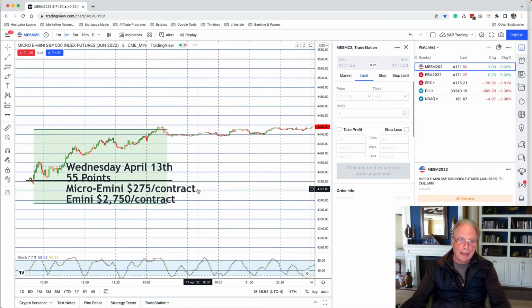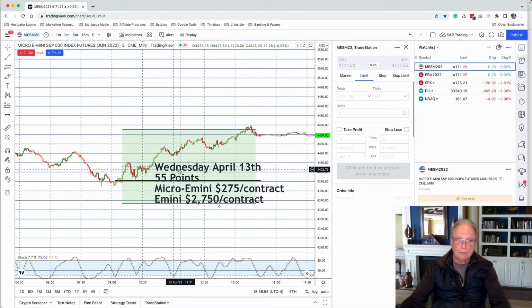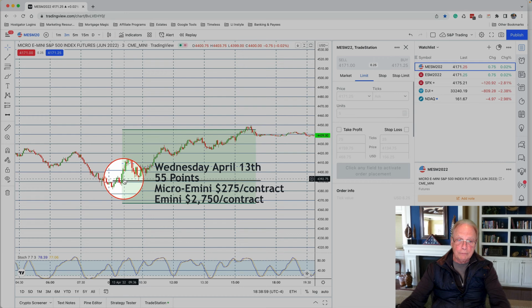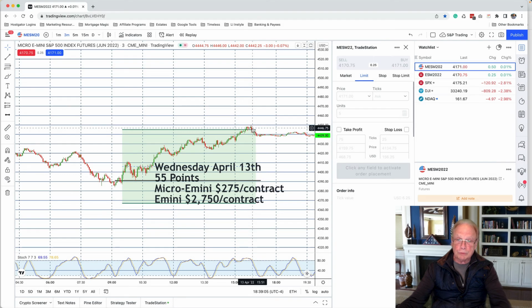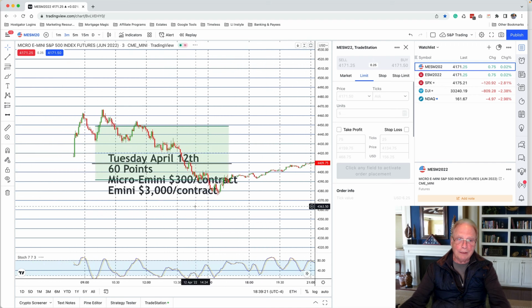Go back another day, Wednesday, April 13th. Trade at the beginning of the day, get on at 43.92 at the market open, trading in the direction of the trading zone, which was up, getting out at the end of the day, good for 55 points. The micro Emini, if you bought one contract, that was a $275 profit. Of course, if you trade the Emini, good for $2,750. Okay, let's go back another day.